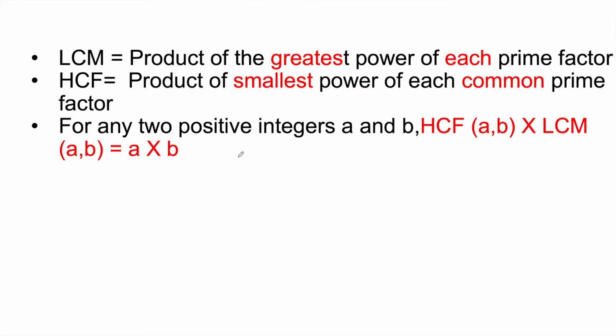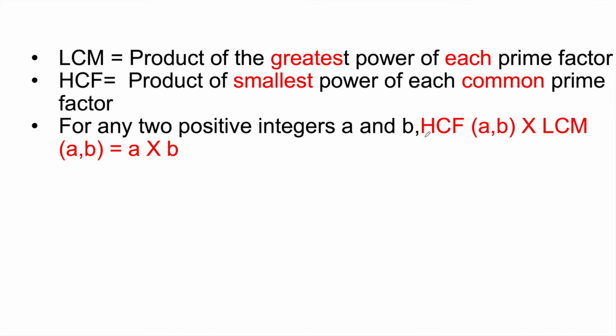For any two positive integers a and b, HCF of a, b into LCM of a, b is equal to a into b. Okay, so for LCM, we are considering each and every prime factor and taking the greatest power of that prime factor. For HCF, we are considering only the common prime factors and taking the smallest power of each common prime factor. And this is the relation between the LCM and HCF of two numbers.